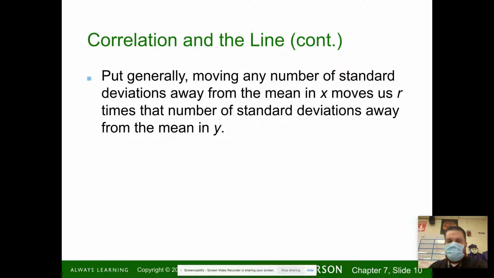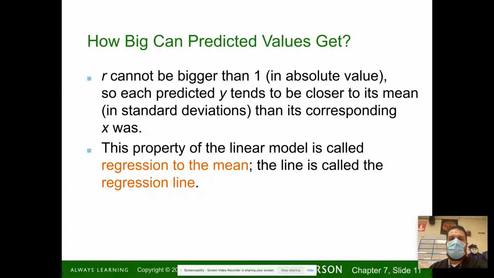Generally, moving any number of standard deviations away from the mean in x moves us r times the number of standard deviations away from the mean in y. R cannot be bigger than 1 in absolute value, so each predicted y tends to be closer to its mean and standard deviation than its corresponding x was.